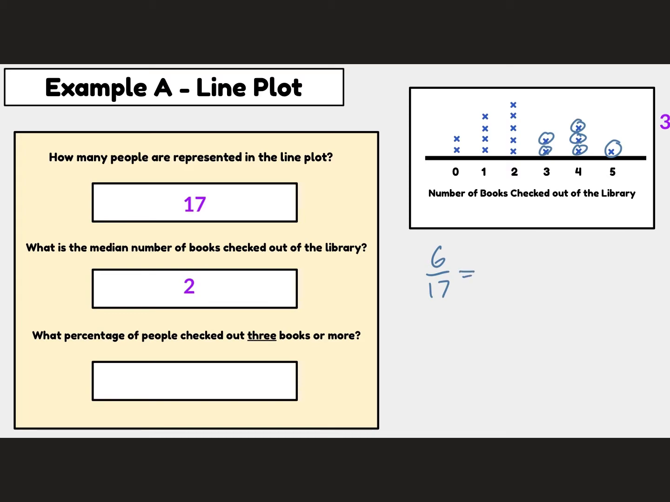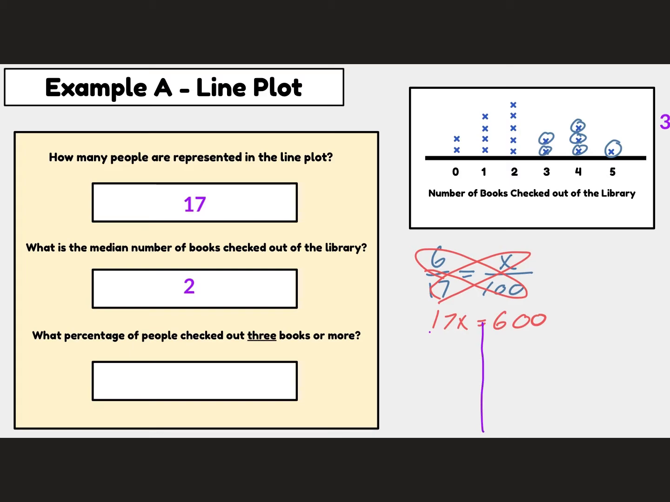Remember, percentage is out of 100, so I'm looking for 100%, and I don't know what percent I'm going to get, so that's going to be x. Now I'm going to solve this proportion by cross multiplying. 17 times x is going to be 17x. 6 times 100 is going to be 600. Now I've got a one-step equation, which I know how to solve by drawing my wall.